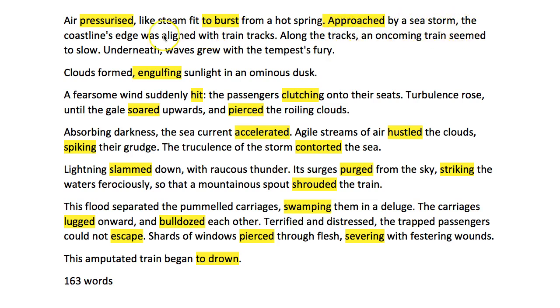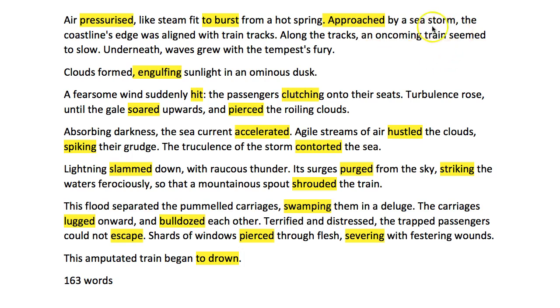Approached by a sea storm, the coastline's edge was aligned with tracks. Along the tracks an oncoming train seemed to slow. Underneath, waves grew with the tempest's fury. So what happens next is much more gentle, and that use of contrast is always really sophisticated. On the one hand, you've got the imminent danger, then we've got these soft-sounding verbs like slowing, aligned, very neutral, until the hint of danger coming, the tempest's fury. But I haven't highlighted it because it's not a verb.